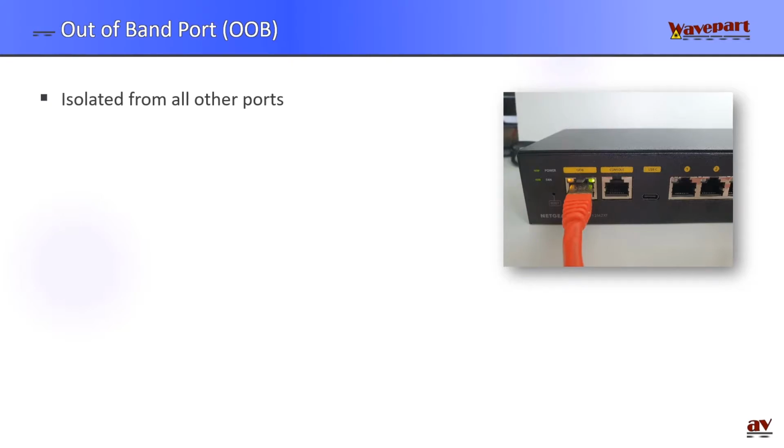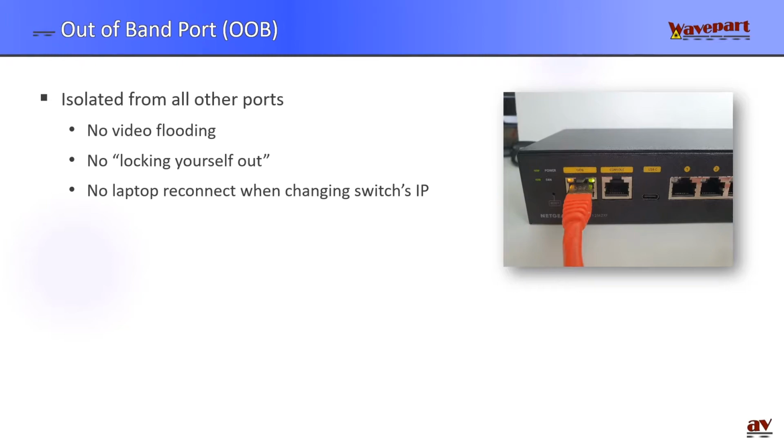This port is completely isolated from all other ports of the switch, and that means that there's no possibility of video flooding to this port from one of the other ports. There's no chance of locking yourself out of the switch, and if you change the IP address of the switch, you will not have to reconnect your laptop because it's connected to the out-of-band port. The out-of-band port works both with DHCP or fixed IP. And in practice, this means that if you take a switch out of the box, connect the out-of-band port to any existing network with a DHCP server, just find out the IP address of the switch and you're ready to configure.